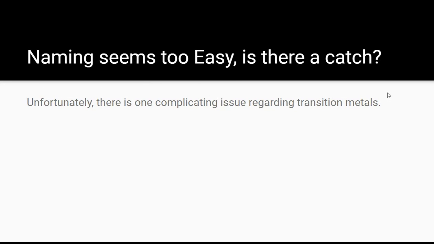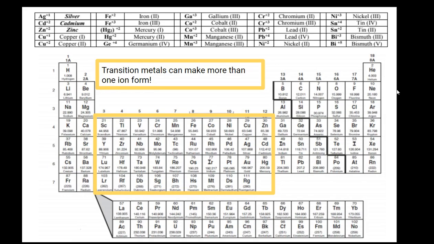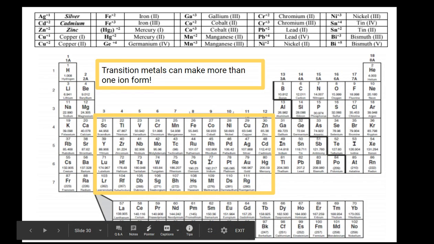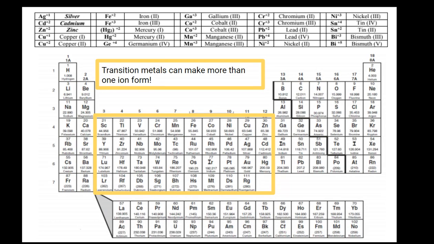Hopefully that seems pretty easy. Is there a catch to that? Well, unfortunately, there is one complicating issue regarding transition metals. You might remember that from first semester. Transition metals, like the elements that I've outlined here in the B groups on the periodic table, have the capability of making more than one form of ion because they can lose some or all of their valence electrons.